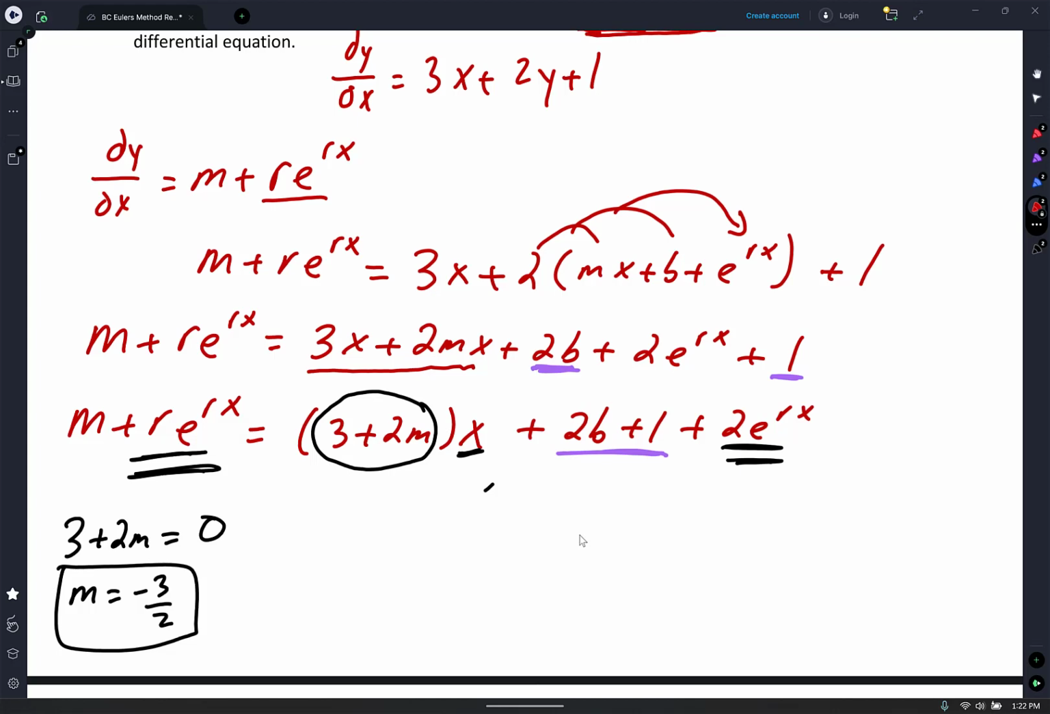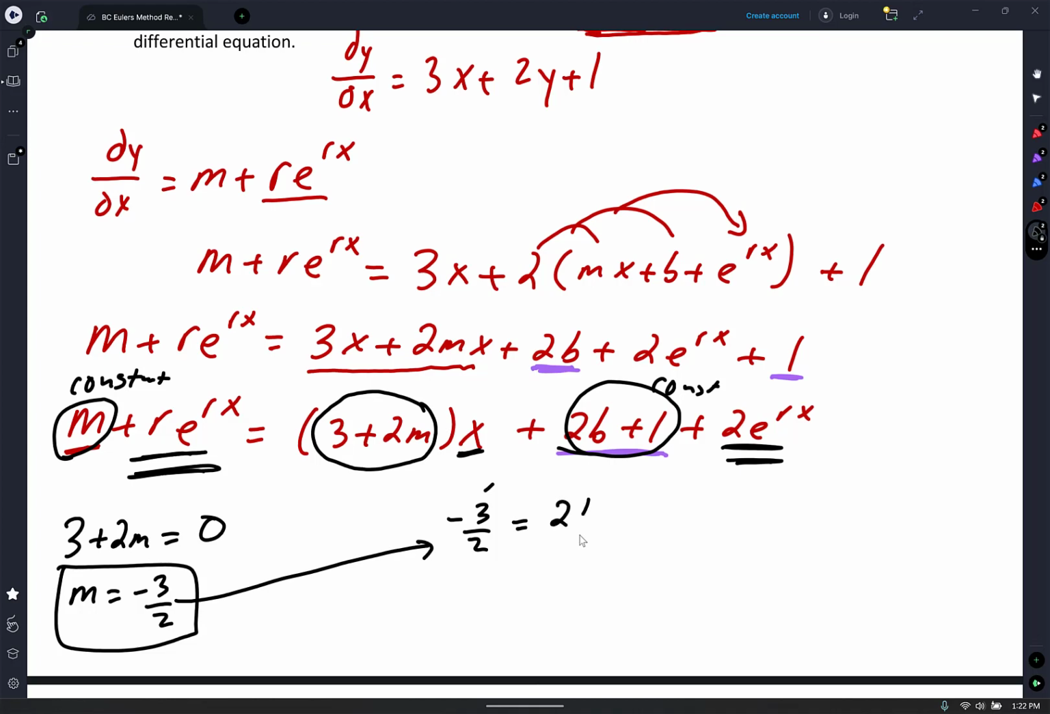Let's see. What else would I do? m is just a constant, right? This is just a constant. And I already know what m is. So I can go negative 3 halves, that's your m. That's this one right here, right? It better equal 2b plus 1. Subtract the 1. So negative 5 halves equals 2b. And then divide by 2. So b equals negative 5 fourths.